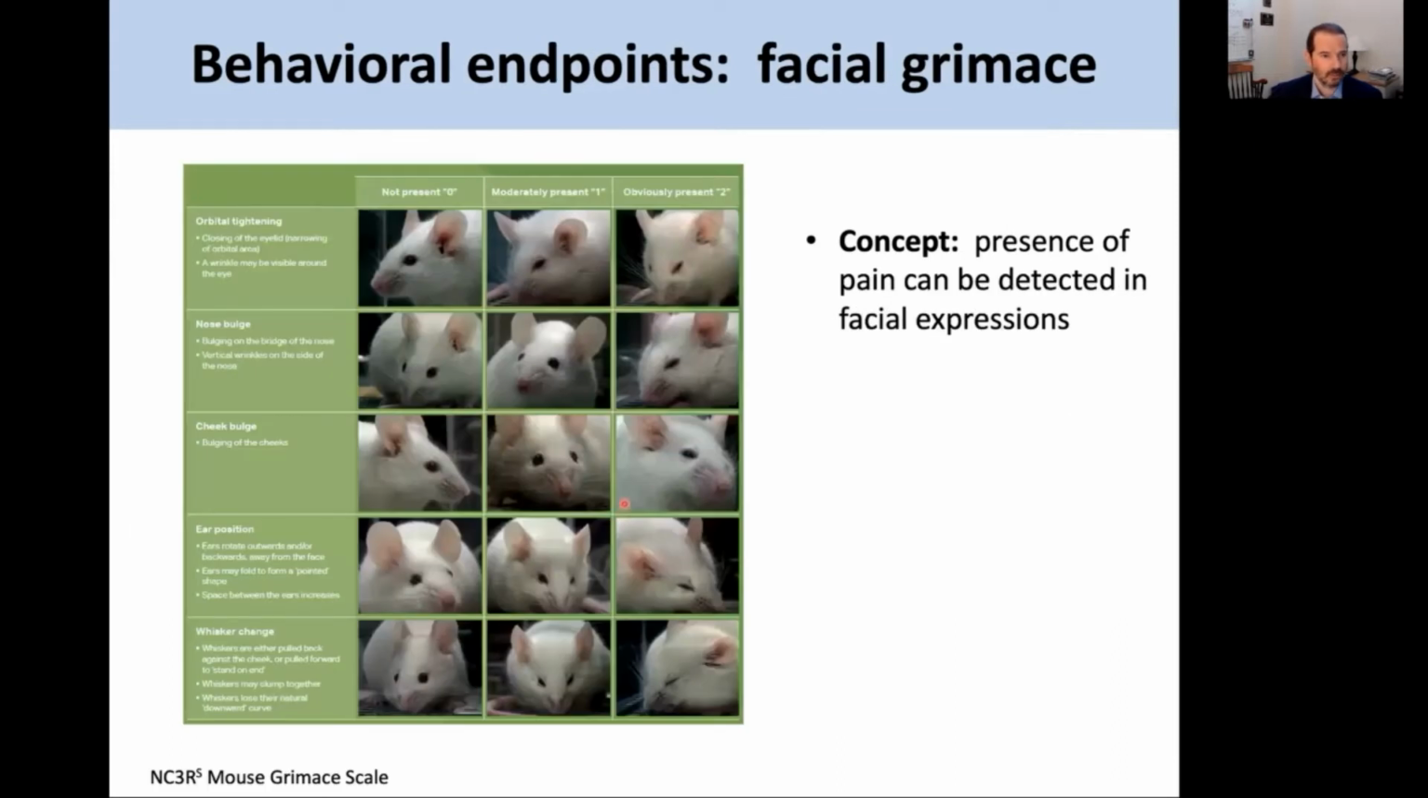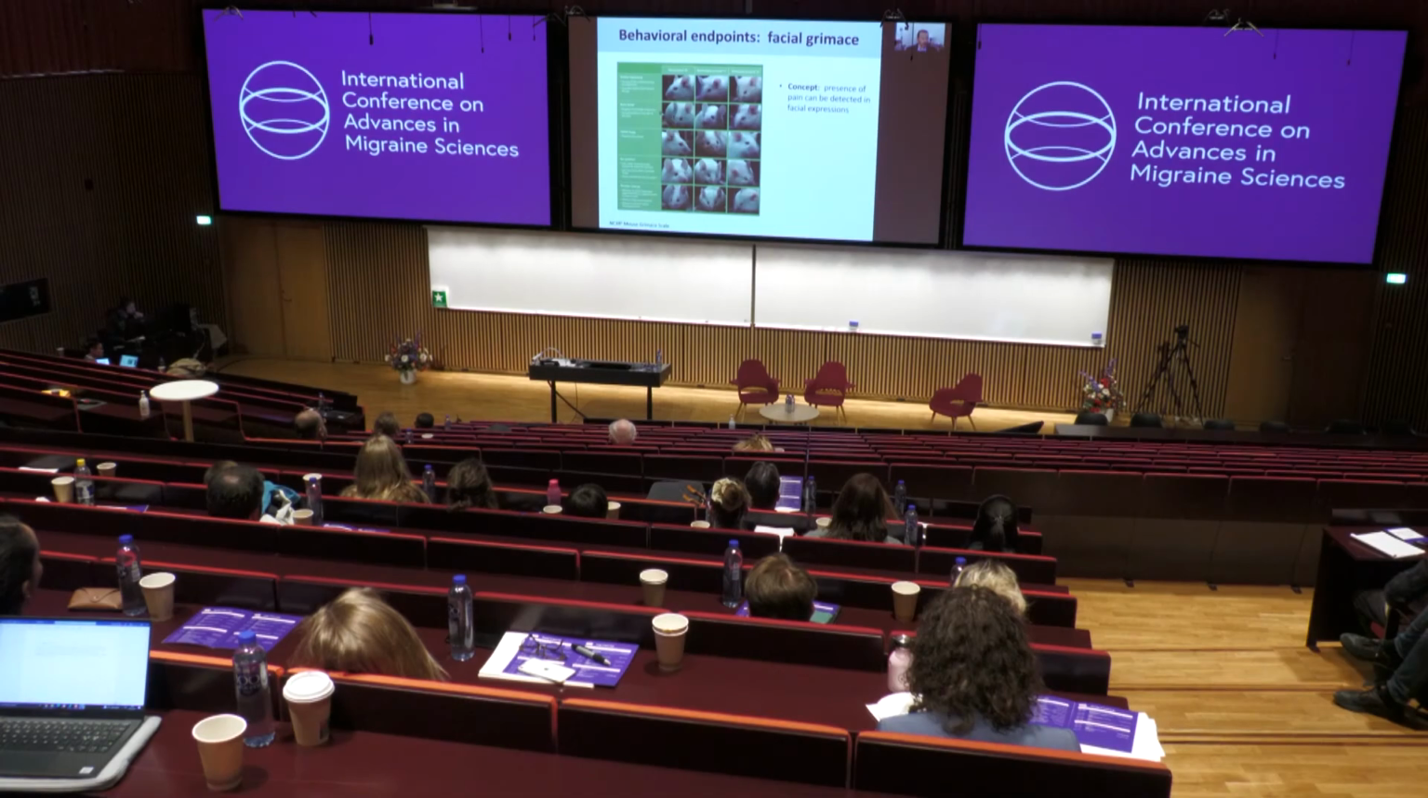The next endpoint is referred to as facial grimace. And this is images directly taken from the NC3R website, where details about the grimace models can be found. And essentially what you're doing is looking at the facial expression of the animal. And you can look at 5 different features: orbital tightening or tightening of the eyes, and you score this 0, 1, or 2, a nose bulge, a cheek bulge, ear positions, and a change in the whiskers.